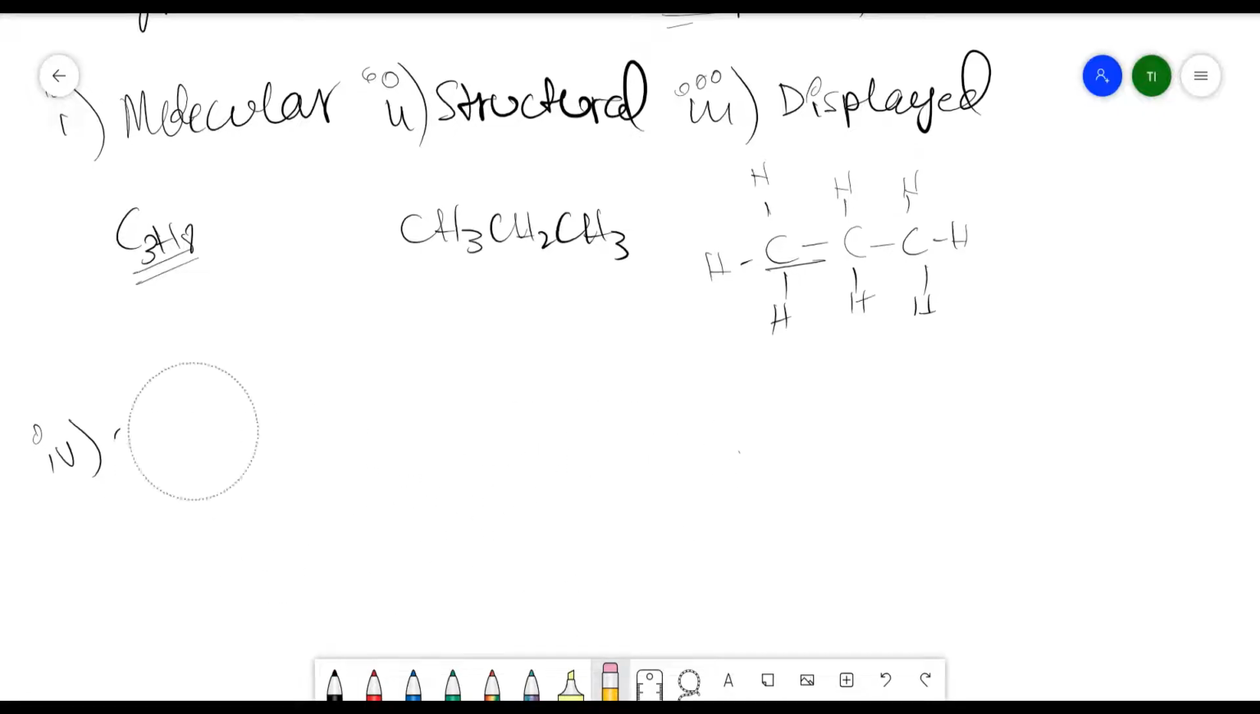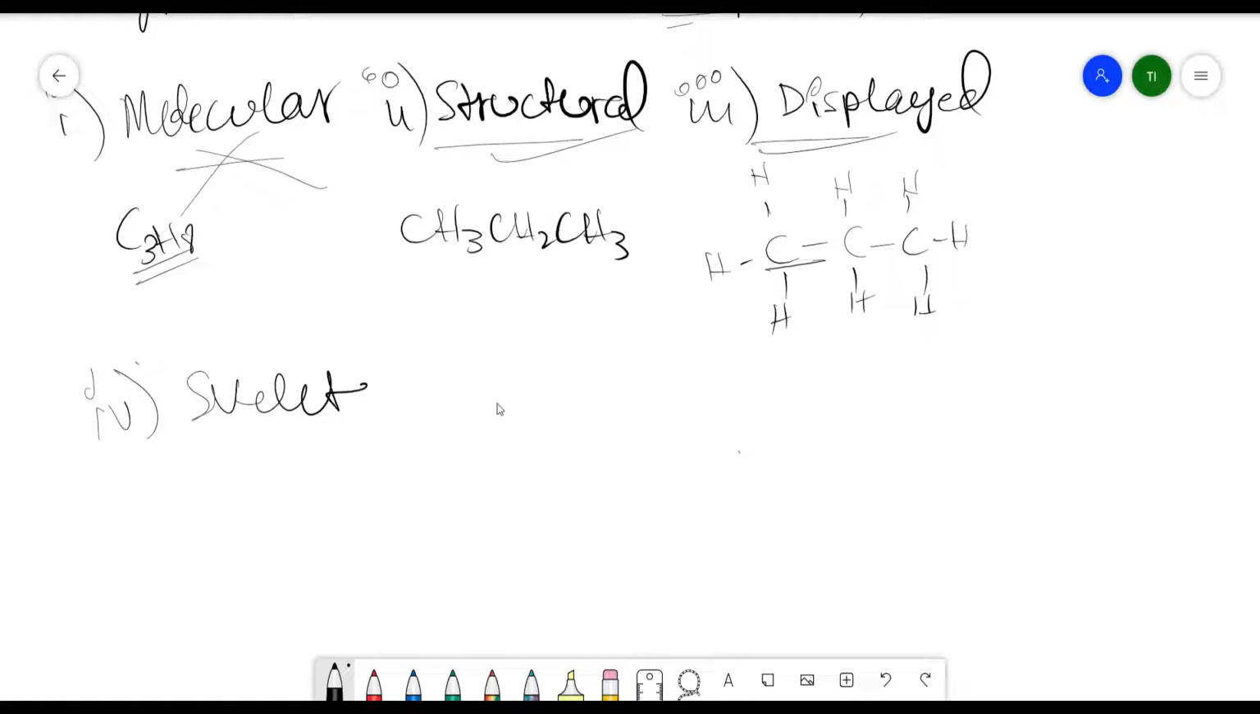So let's have a few example questions. Draw each of the types of formula. Wait, let's not draw molecular because that's quite simple. I'll give you the molecular formula, and let's draw it for structural, displayed, and skeletal. For butane, C4H10. Go ahead and try it.